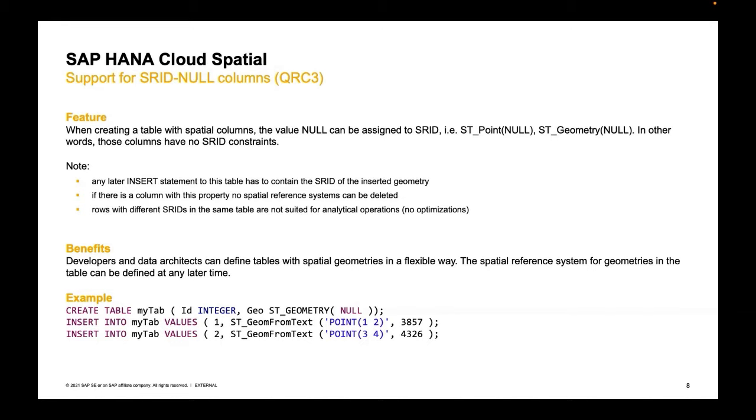There are some drawbacks for this kind of table for optimizations, because we need to handle different SRID values. So the optimization is not working in the same way as when you have the same SRID value for all geometries in the table. This is what you need to keep in mind, and you also need to be careful with the values in this table, because all the geometries may have different spatial reference system IDs. Okay, next slide, Thomas.